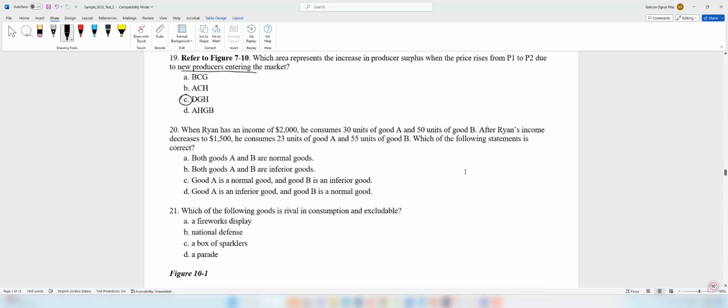Question 20. When Ryan has an income of 2,000, he consumes 30 units of good A and 50 units of good B. After Ryan's income decreases to 1,500, he consumes less of good A, 23, and more of good B. Which of the following statements is correct? When your income decreases, you consume less of normal goods. When your income decreases, you consume more of inferior goods. So for that reason, good A is a normal good, and good B is an inferior good.